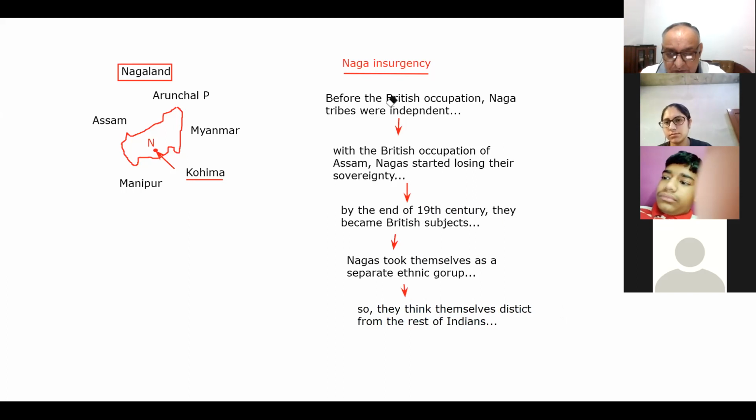Is it clear up to this point, beta? Yes, sir. Because, beta, whatever problem there is, insurgency, demand for separation, or any other revolt, it comes from the mind, not from anywhere else. So there are certain emotional, psychological issues which remain unaddressed, and those lead to some revolt, some separatist movement, etc. The same is here with the Naga people, right?